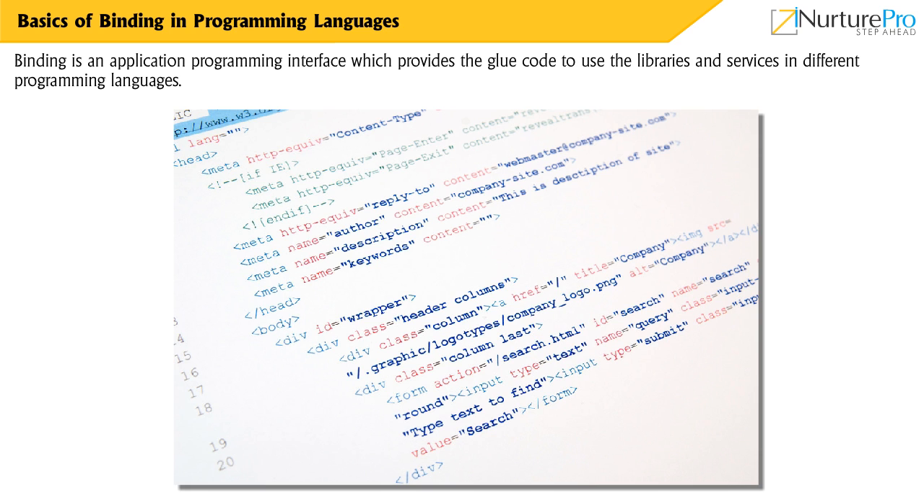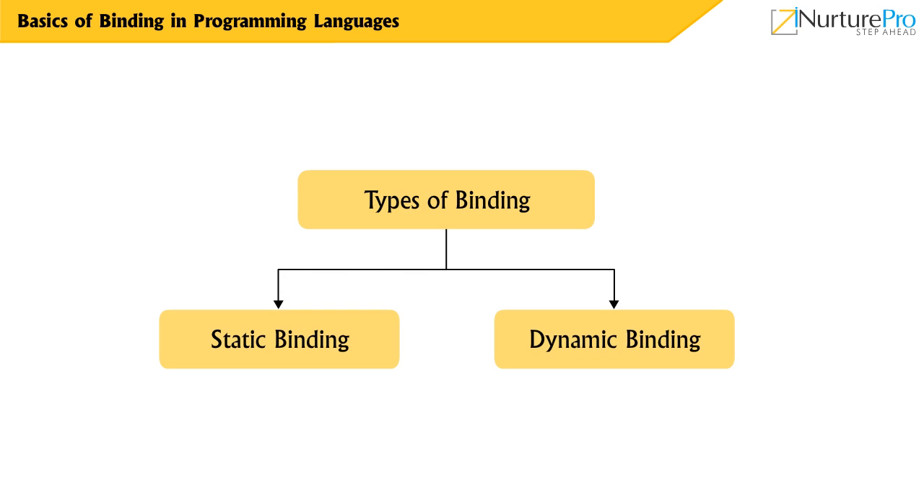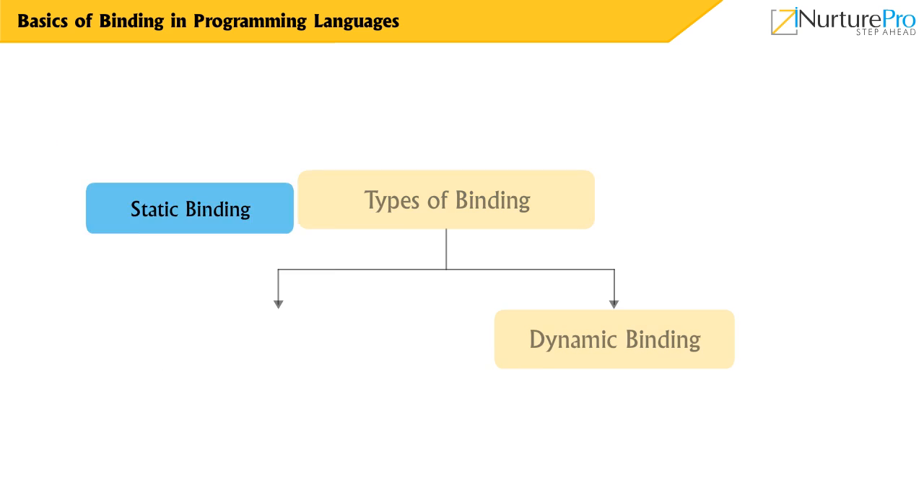Binding in a program is an association of an attribute with a program component. It basically fixes a certain value or property of the object. Binding time refers to the time during which binding takes place. There are two types of binding: static binding, also known as early binding; dynamic binding, also known as late binding. First, let's learn about static binding.